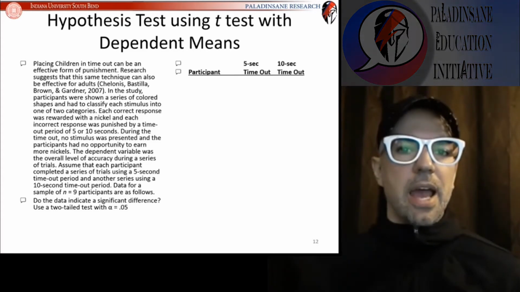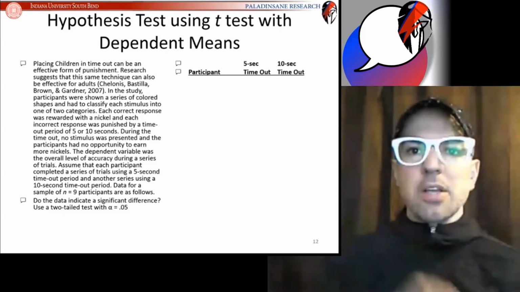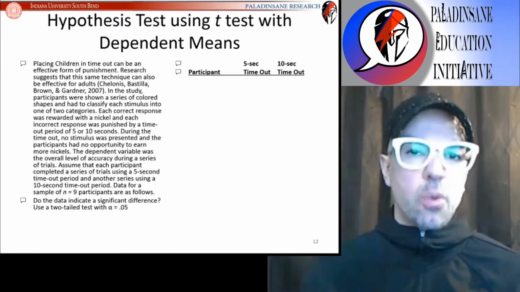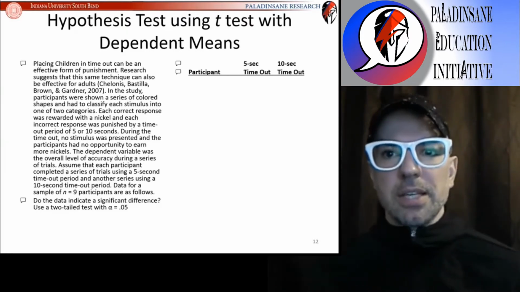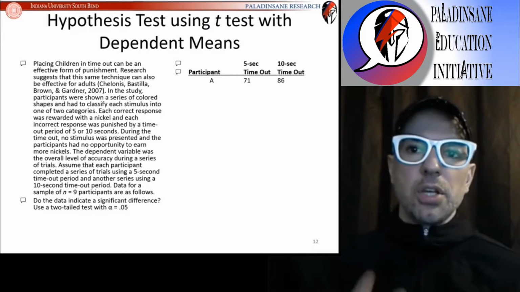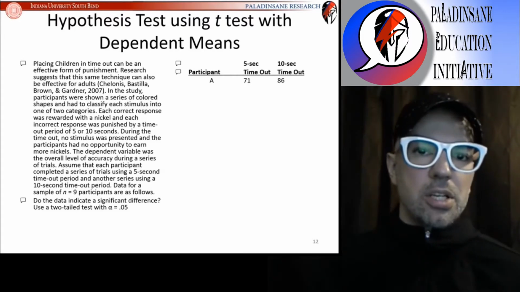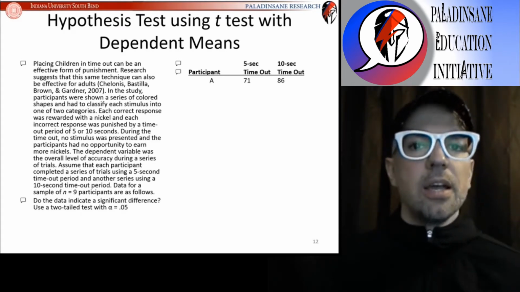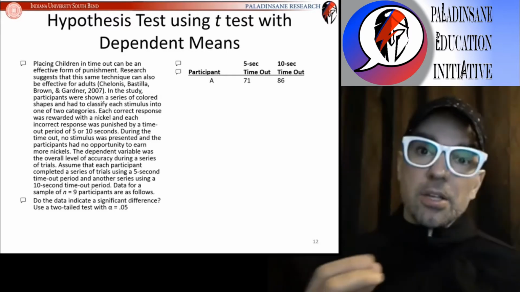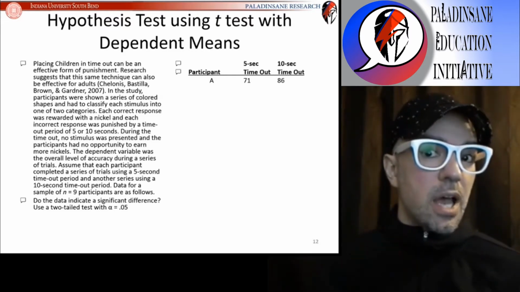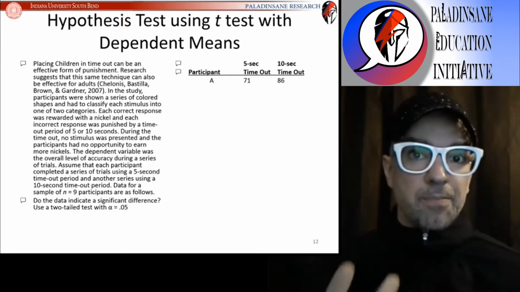Now, here's the data that they have, and the important part of this is to realize that every single participant gets measured twice. That is the key feature of the dependent means t-test. And what that means is that we have 2 scores for participant A. We have how they did in the 5-second timeout condition, they have 71% accuracy, and how they did in the 10-second timeout condition, they have 86% accuracy. 2 scores.